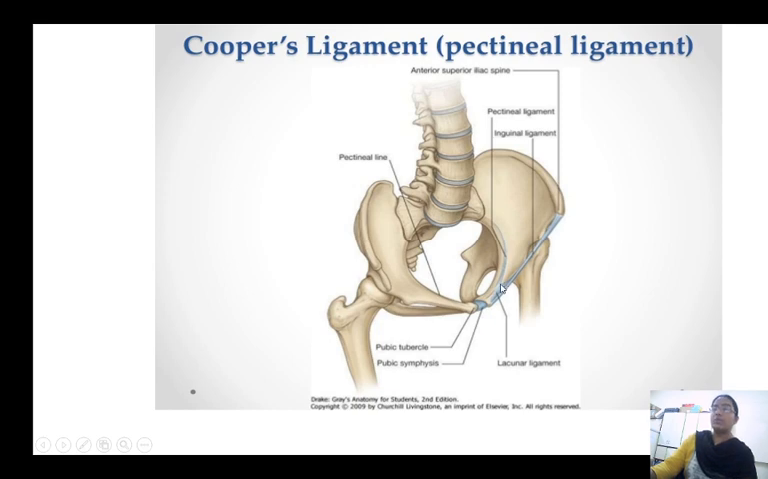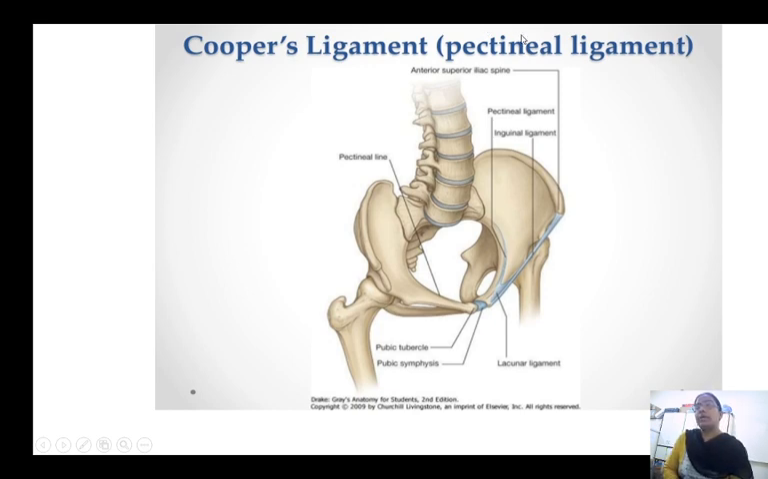Some fibers forming the base of the lacunar ligament extend laterally from the pubic tubercle, symphysis pubis, and pecten pubis to the iliopubic eminence, forming a ligament which is called Cooper's ligament or pectineal ligament.